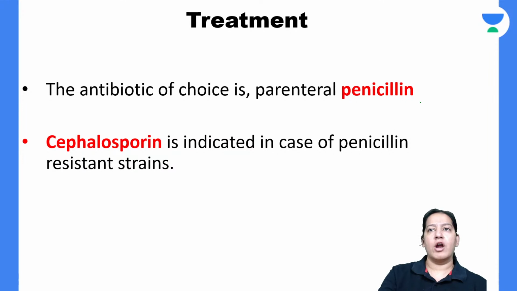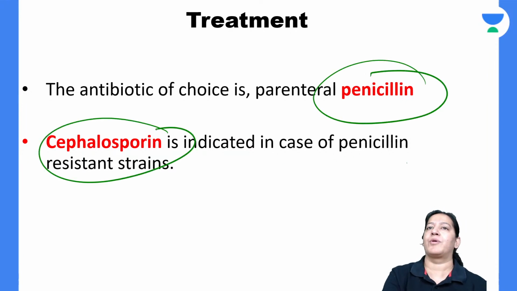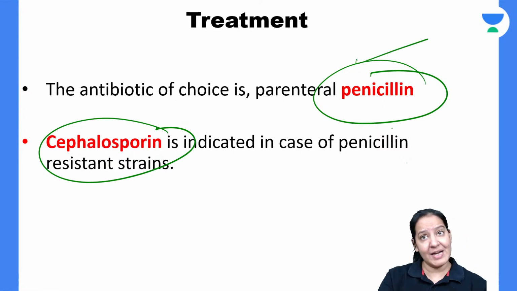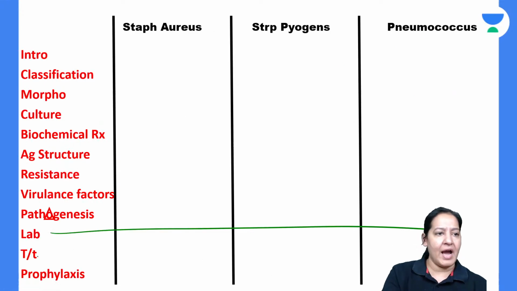The treatment. The drug of choice is penicillin. But if penicillin resistant strains are there, the drug of choice is cephalosporin. So the first drug of choice is penicillin for pneumococcus. If penicillin resistant strains are there, the drug of choice is cephalosporin. That's it. I am done with the lab diagnosis. I am done with the treatment.